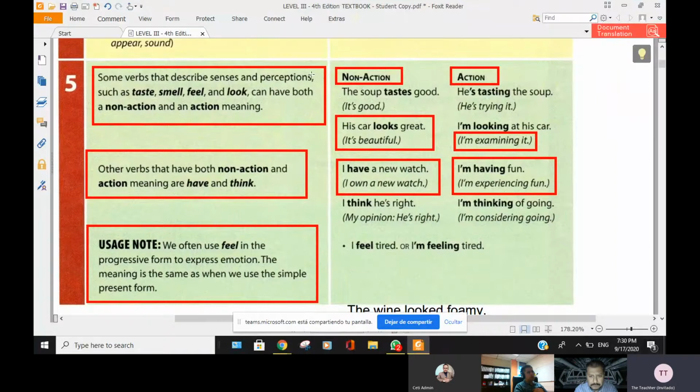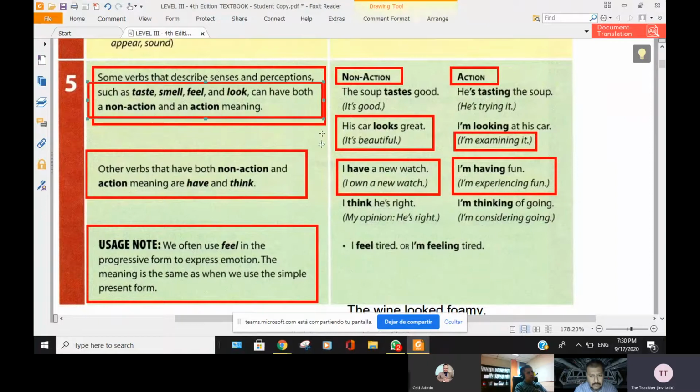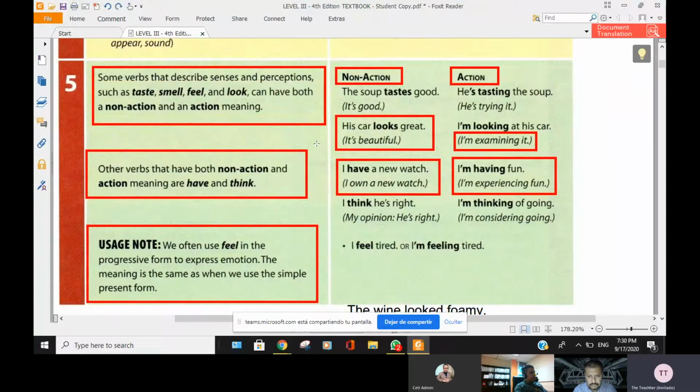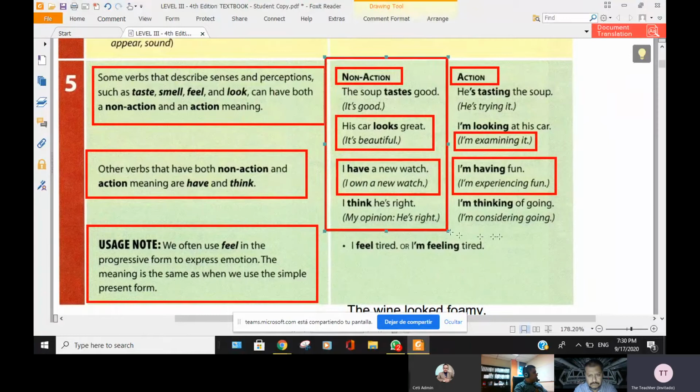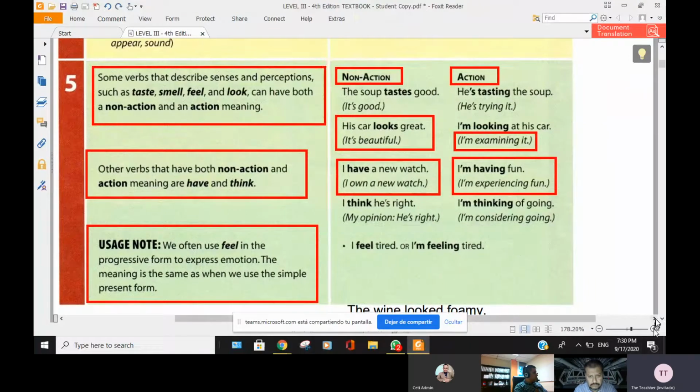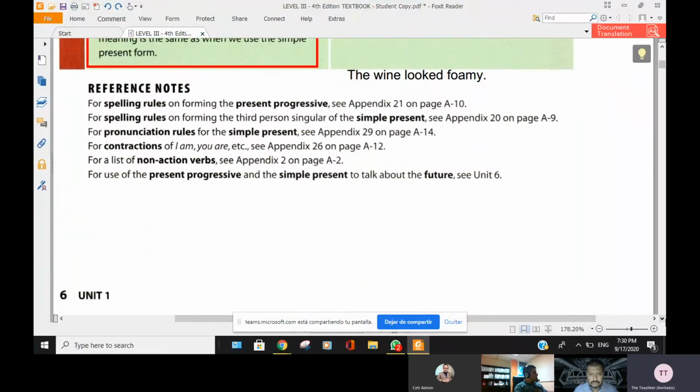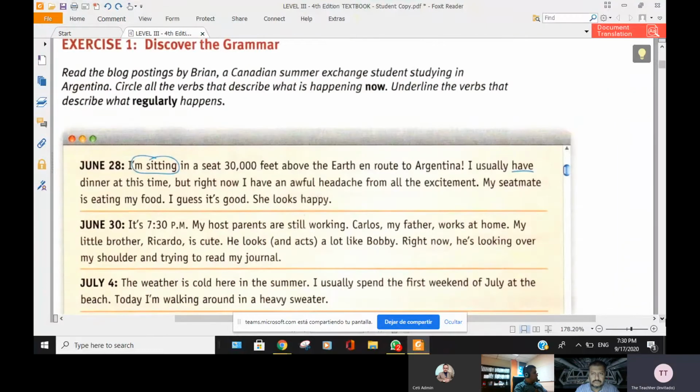These verbs right here, taste, smell, feel, look, can have both a non-action and an action meaning. We talked about that, and we talked about the examples, right? And we used some of the vocabulary, but ultimately, what we wanted to do was practice. Okay, so this is where we left off.